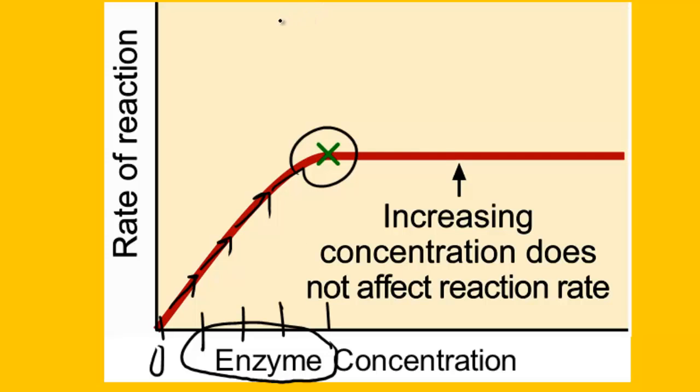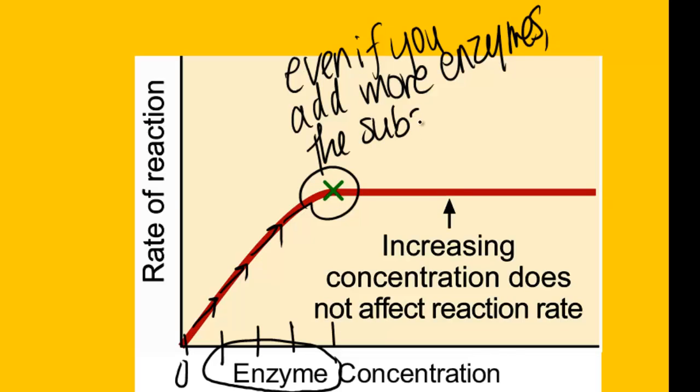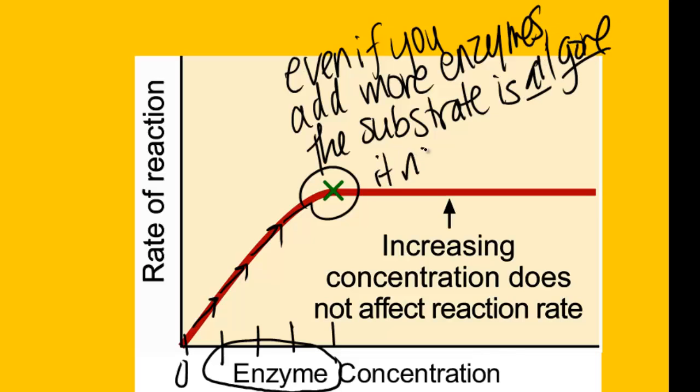This is not the point of saturation. The reaction rate isn't increasing anymore, because even if you add more enzymes, you've already turned all the substrate into product, so there's no more substrate available for the enzymes to work on. So even though you keep adding more and more enzymes, the substrate's all gone. It's been turned into products. But the rate of the reaction is not going to be increasing.